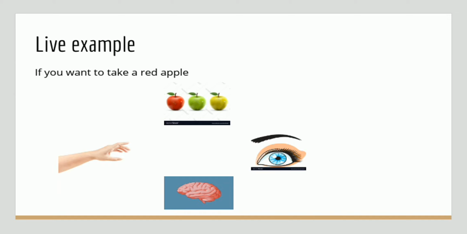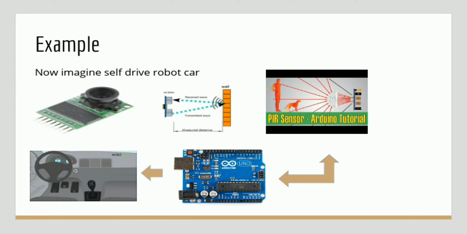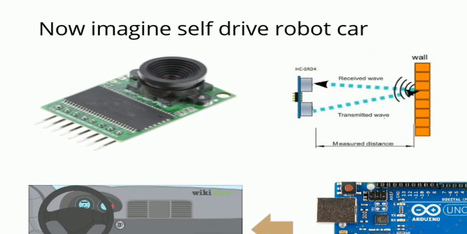Similarly, my brain can see that object also. So by using our eye, our brain gets data, calculates itself and gives instruction to our hand to take that object. Okay, this is a very basic example. Now imagine a robotic car, a self-drive robotic car. Yes, this is a self-drive robotic car.